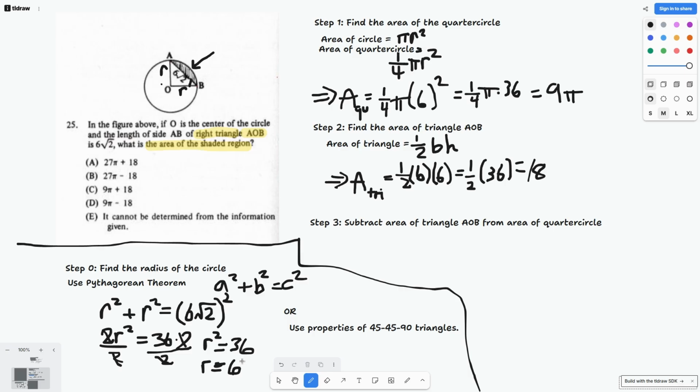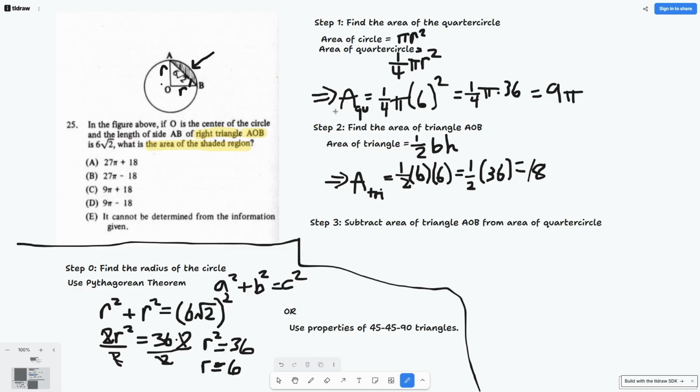Now something else you may have noticed here is that we could have just directly used r squared is equal to 36 and substituted that into this equation and this equation, which is also a little bit of a shortcut, but just solving for r and making these substitutions is valid as well.